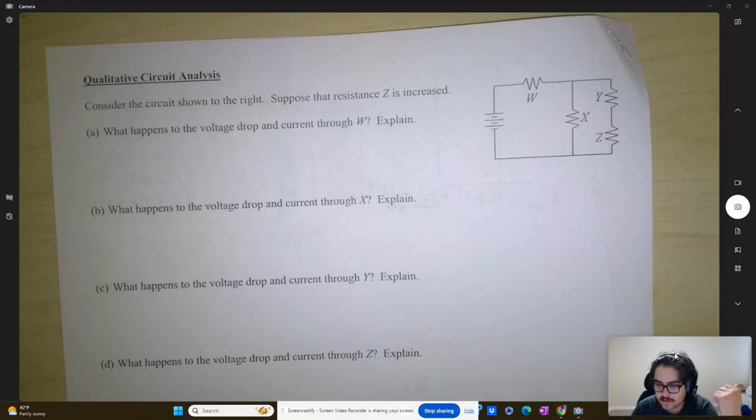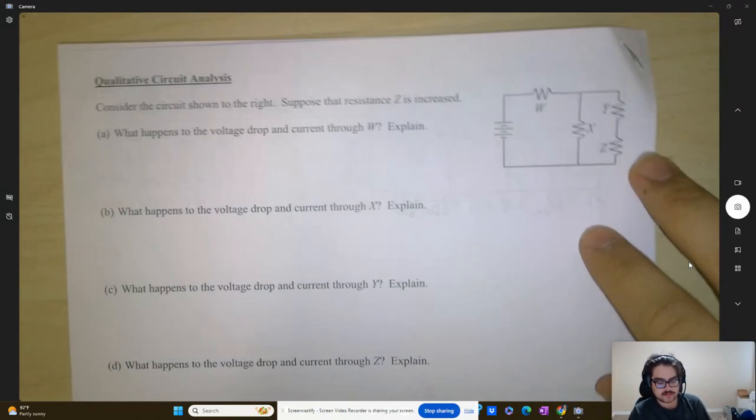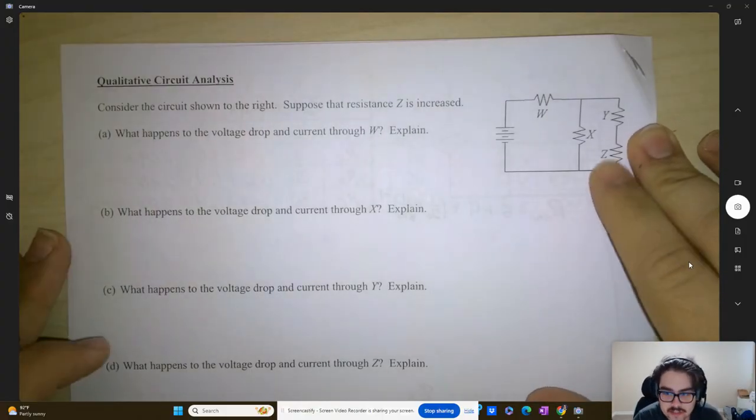All right, here we go. Final part. It is qualitative circuit analysis. Okay, so suppose we have this circuit to the right.